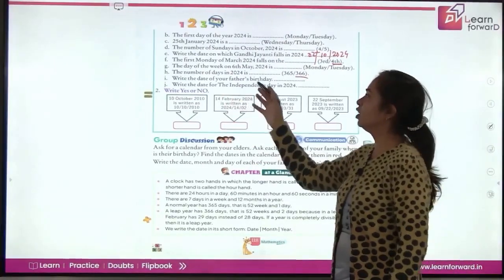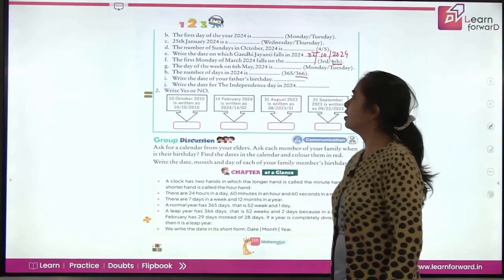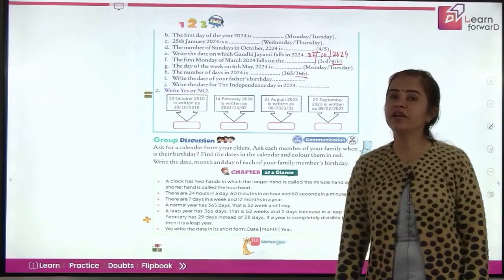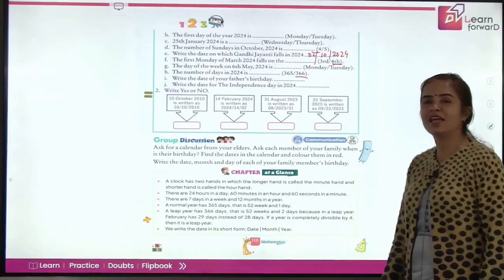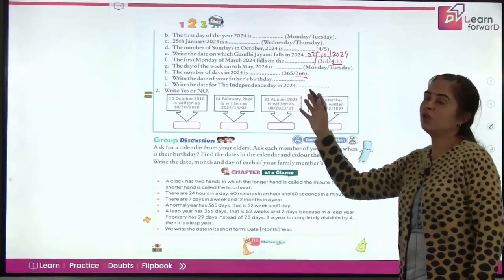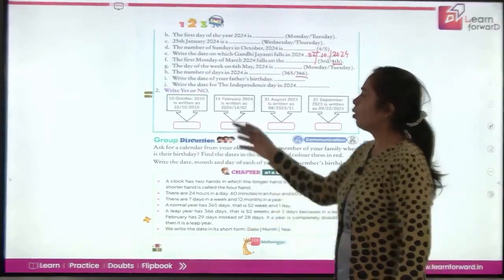Now write the date of your father's birthday here and write the date for the Independence Day in 2024. What is the date for Independence Day? It is 15 August every year. So this will be 15 August 2024. Now write yes or no.